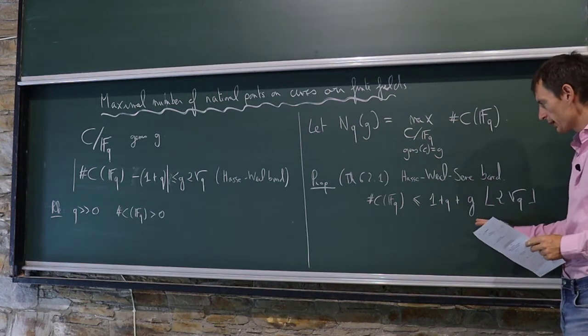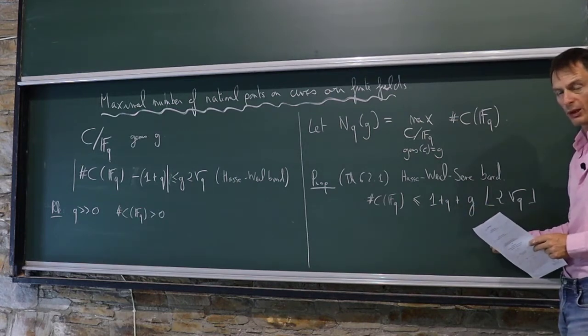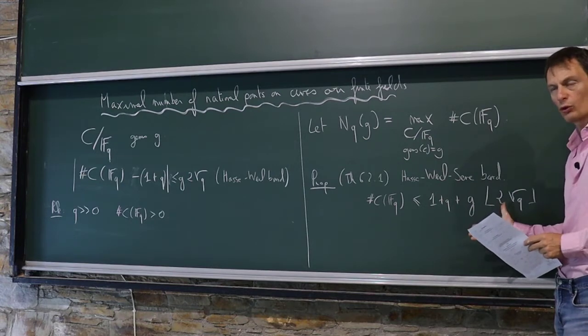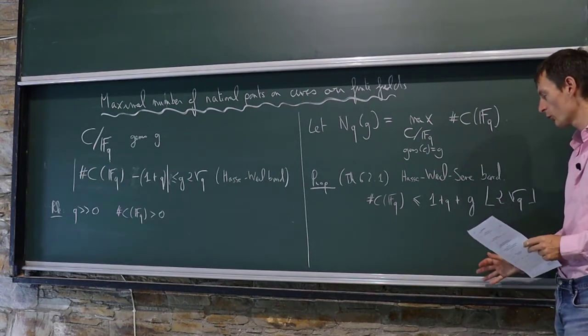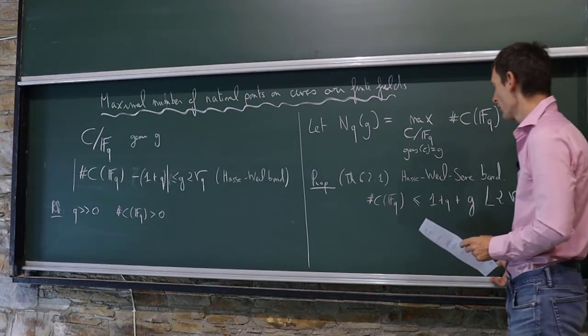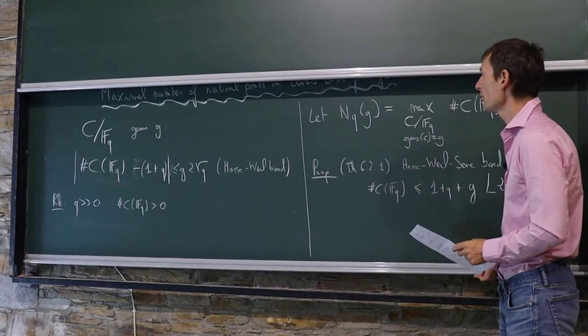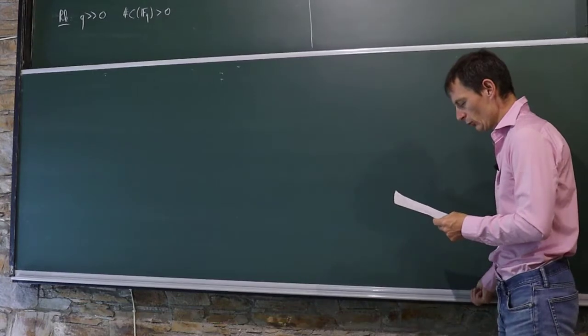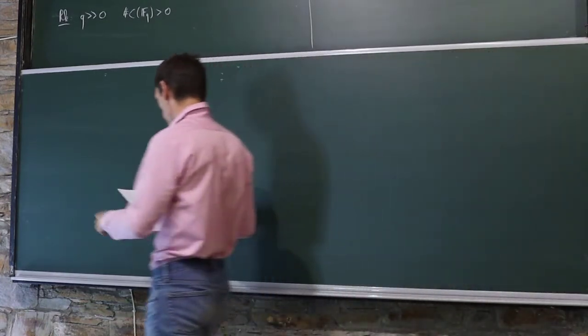The proof is not complicated, and I'm going to give it because in the next lecture we are going to use part of this proof to get something very interesting on the zeta function of curves in some special cases. So let me give you the proof.